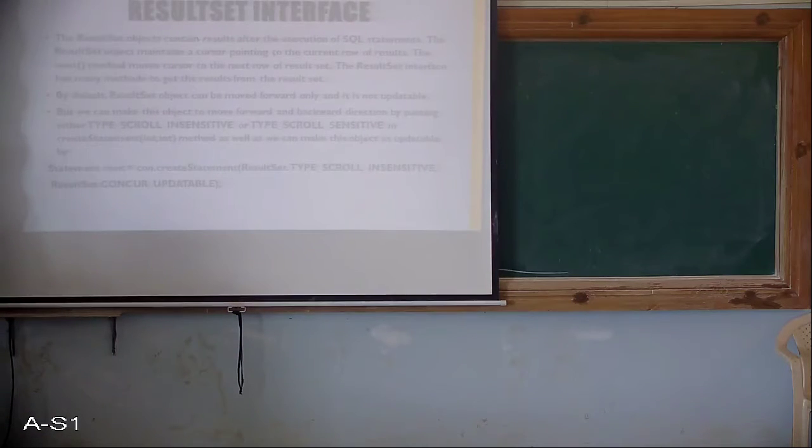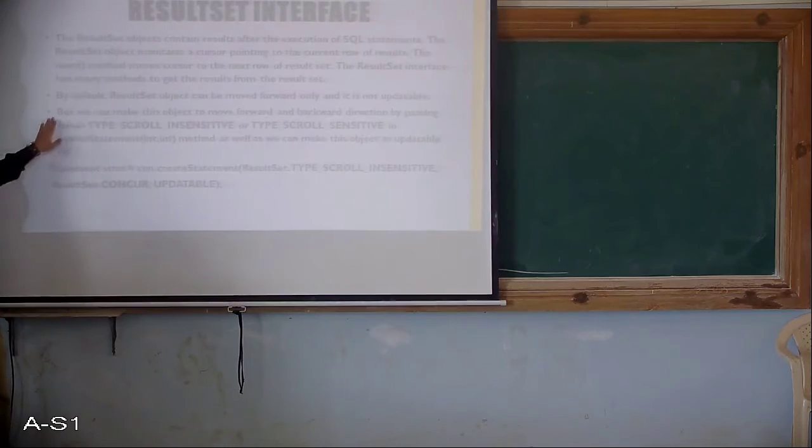By default, a result set object can be moved forward only, and it is not updatable by default. The default for the result set object is that it is only one way, forward, and it is not updatable. But you can make some modifications based on the type of the result set. You can get different versions of your result set, so we will go through this.